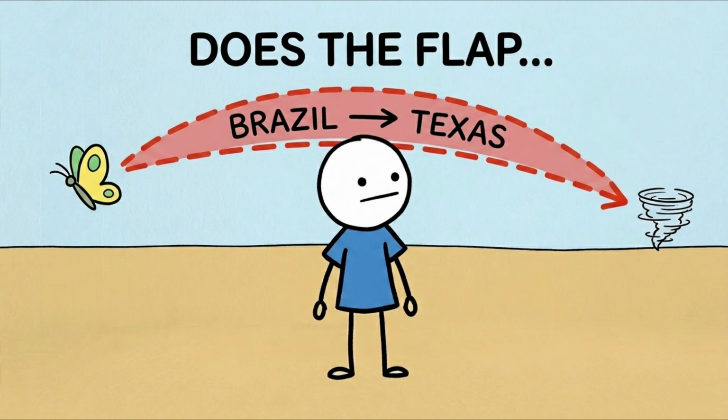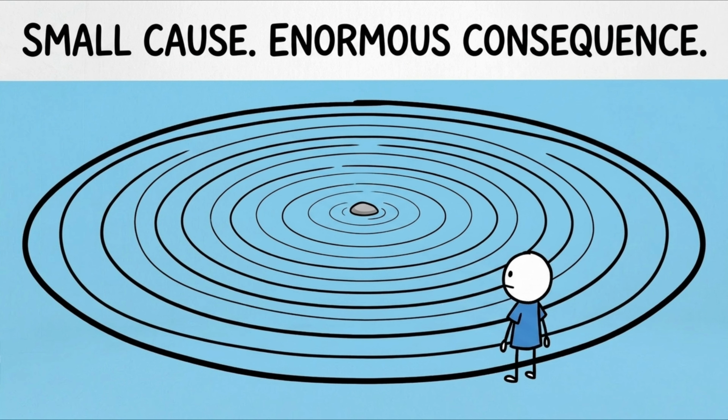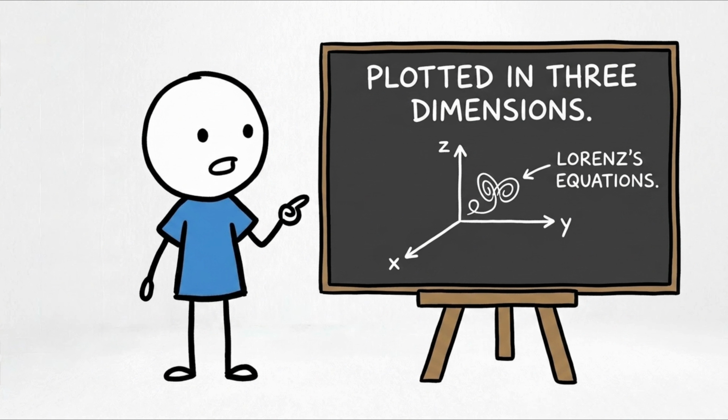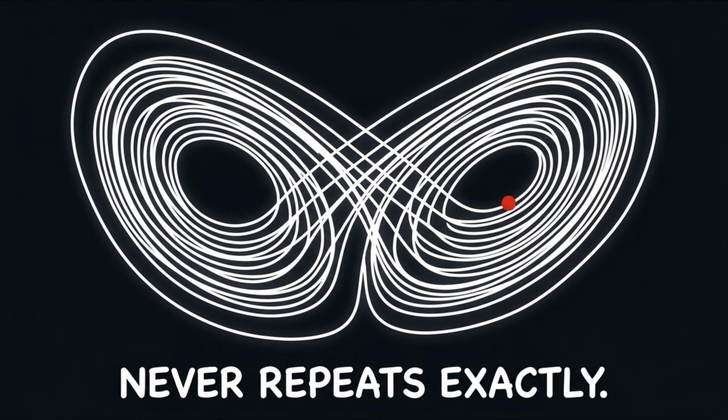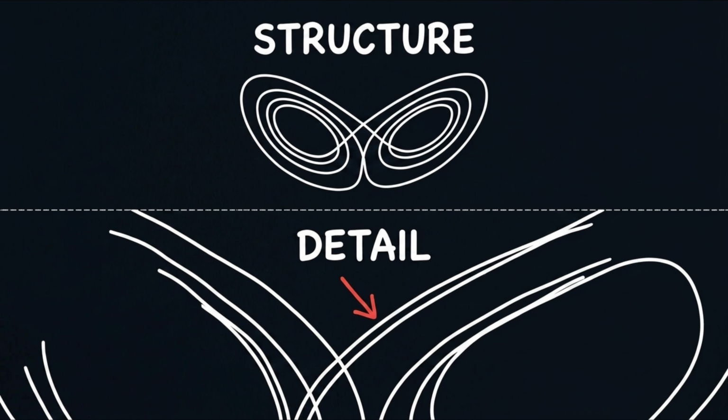The butterfly effect has become a cultural shorthand for a precise mathematical idea: that small causes can have enormous, unpredictable consequences. The Lorenz attractor captures this visually. When Lorenz plotted his weather equations in 3 dimensions, the resulting shape looked like 2 loops of a butterfly's wings, the path swirling endlessly around 2 centers without ever repeating exactly. The system stays within a bounded shape, but it never traces the same path twice. Predictable in structure, unpredictable in detail.